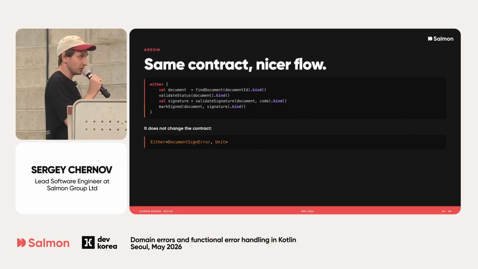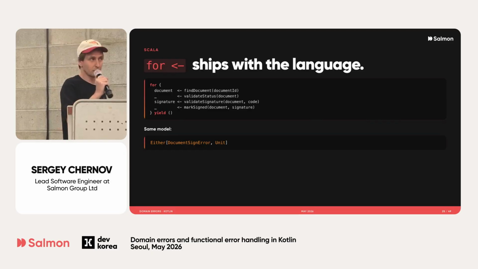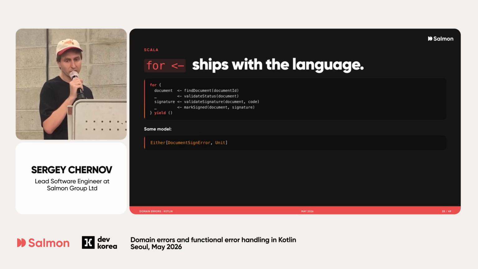And the Arrow library was influenced by the Scala language, and the Scala language has a for comprehension and the arrow method to compose the Either. So here is how it looks in Scala. Do we have anyone who worked with Scala here? Oh wow, hello guys.